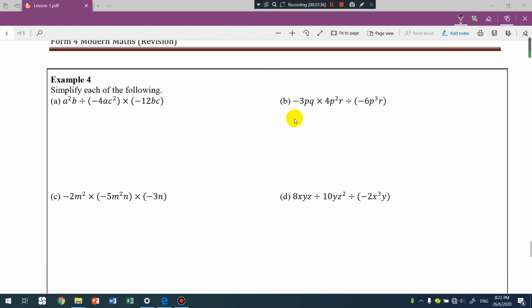Okay, let's go to B. So now I just combine these two together first. Okay, how about I write this one first? Let me use blue color.